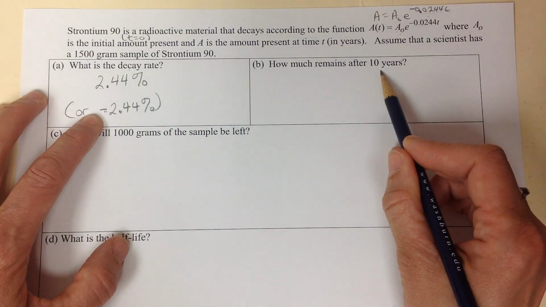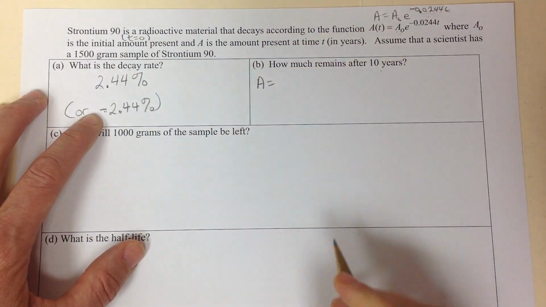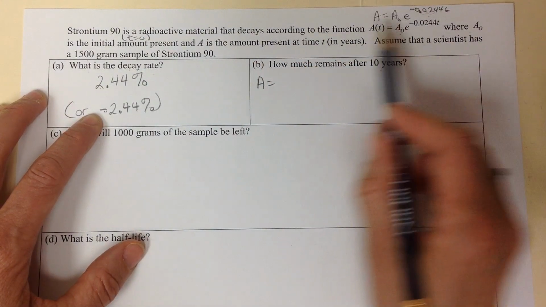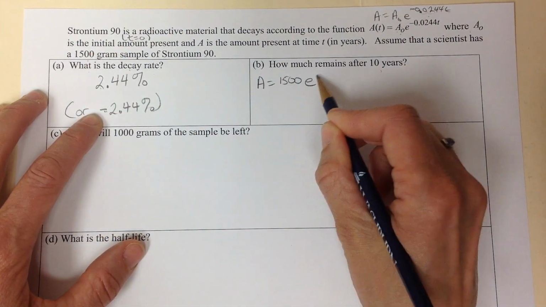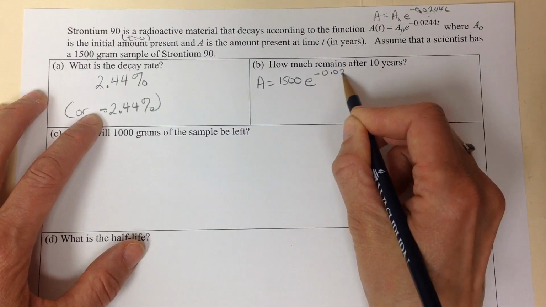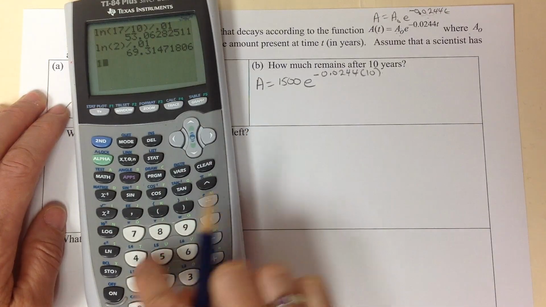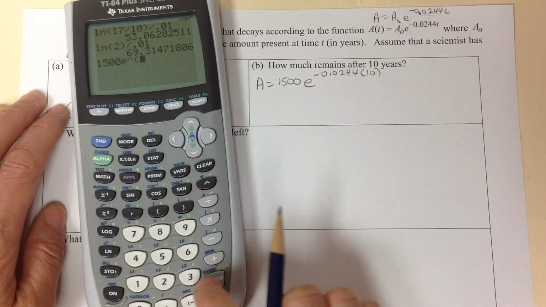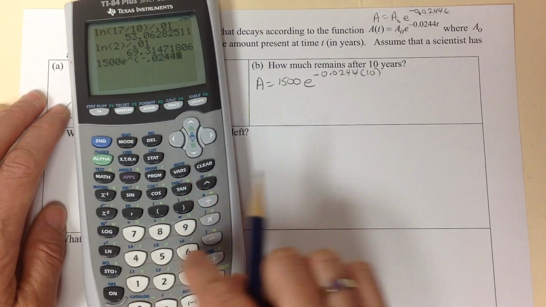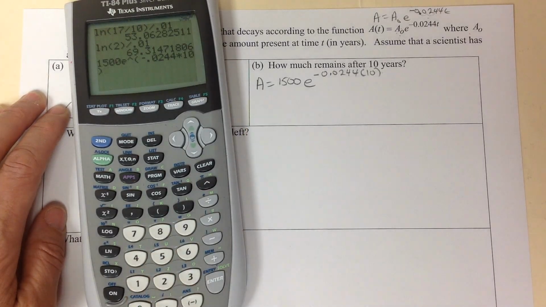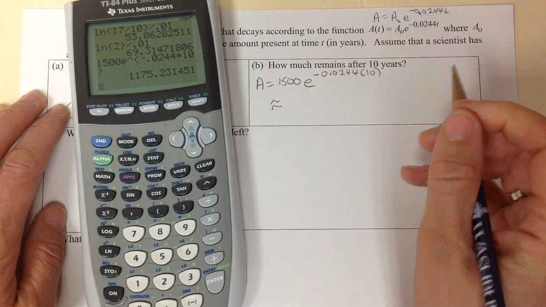How much of the sample remains after 10 years? Well, we want to put it into our formula. A equals, now A naught is the initial amount. We started with 1,500. 1,500 e to the negative 0.0244 times 10. Just a matter of putting this into the calculator. Watch and make sure that in your exponent you have the multiplication, so that all needs to be within the parentheses.